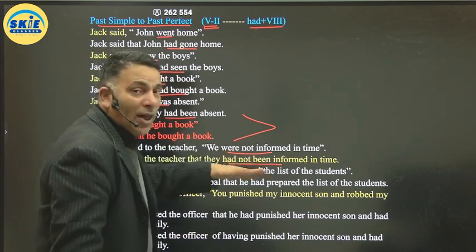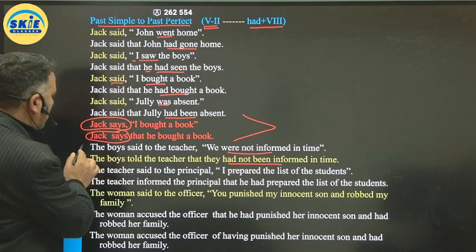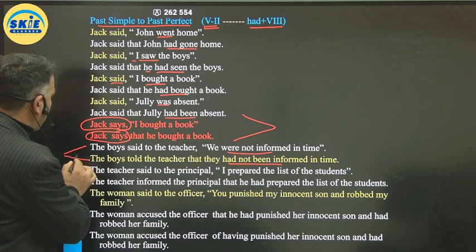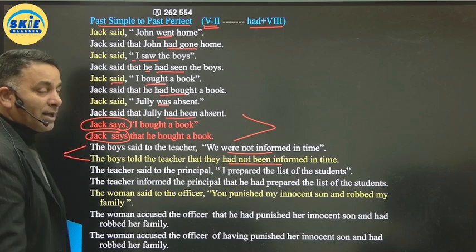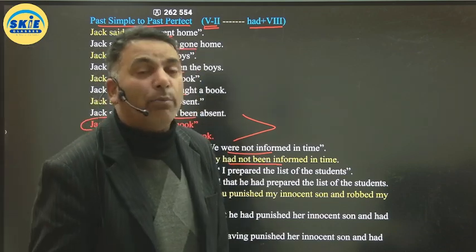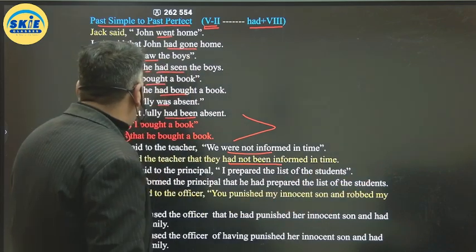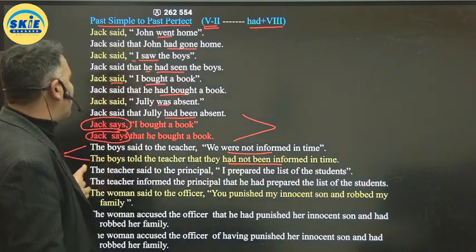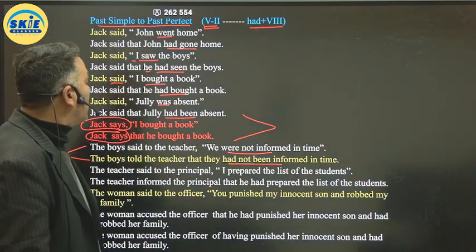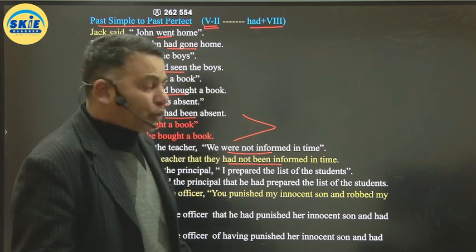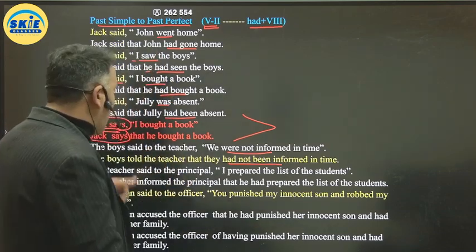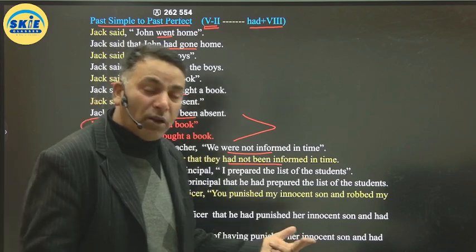Alright, guys? Now, when I look at this sentence, some people may say that the boys are making a complaint. They're complaining, but it is not clear whether they are complaining or not. We can say the boys complained to the teacher that they had not been informed in time. It could be simply they are informing the teacher. The boys informed the teacher that they had not been informed in time.